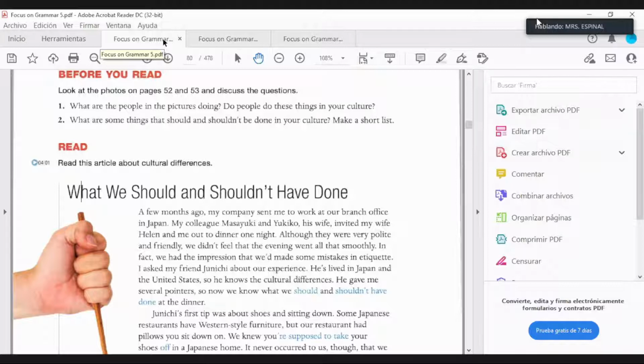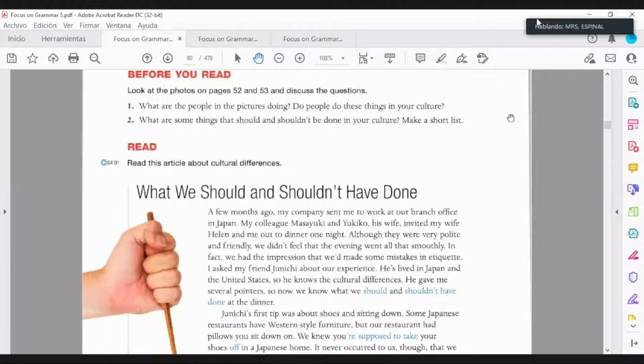Make a short list. Okay, I want you guys to start sharing here. What is it that people should and should not do in your culture? Okay, in your Honduran culture, I want you to mention those things that should and shouldn't be done.